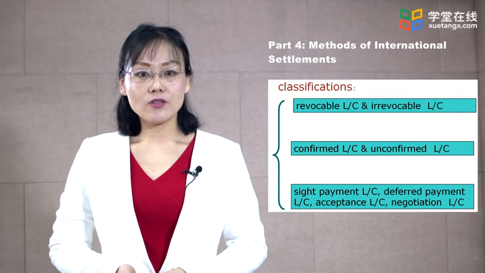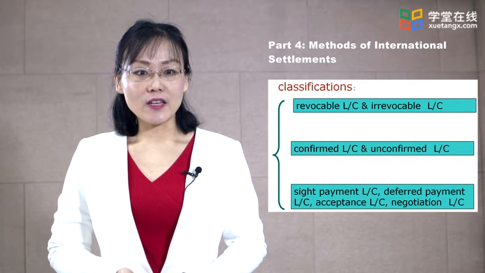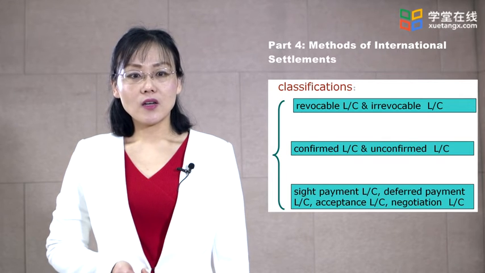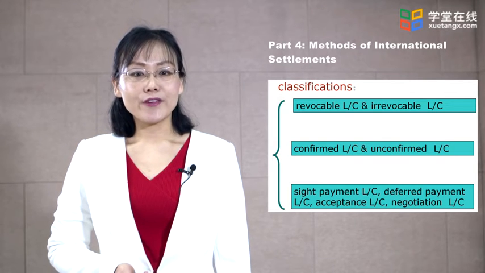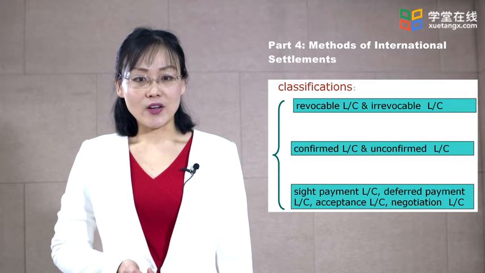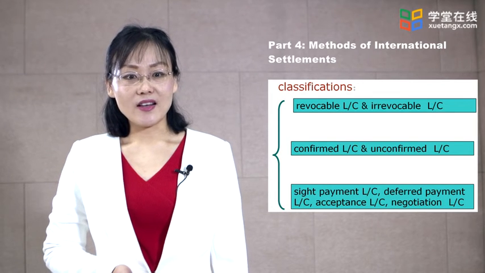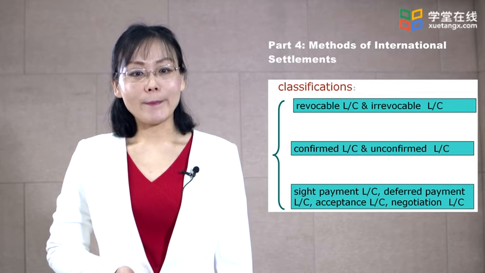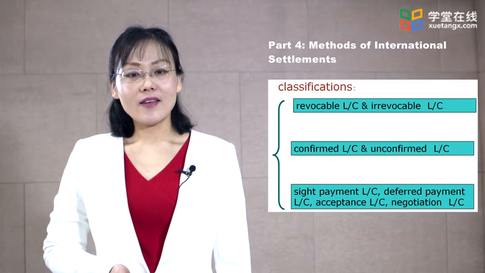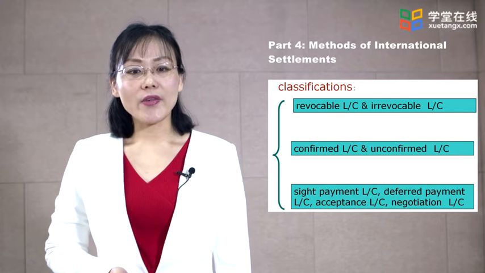Thirdly, according to the way in which the credit is to be made available to the beneficiary, there are payment credit or sight credit, deferred payment credit, acceptance credit, and negotiation credit. Payment credit is a credit available by sight payment, under which the nominated bank is authorized to pay against the shipping documents with or without a draft.